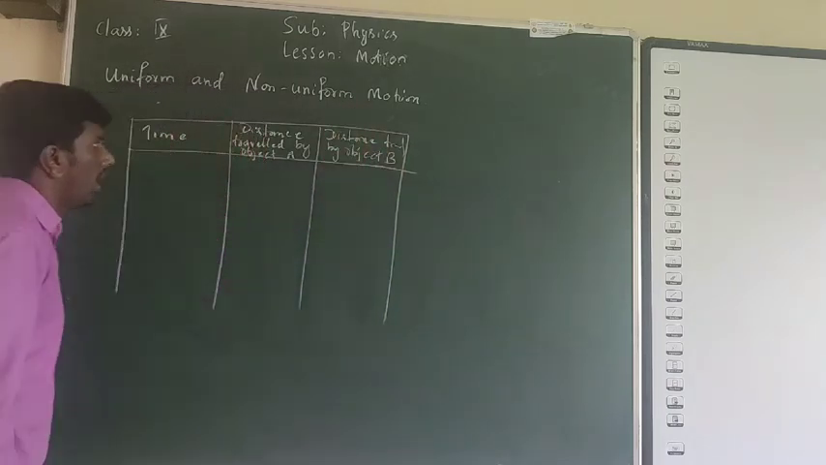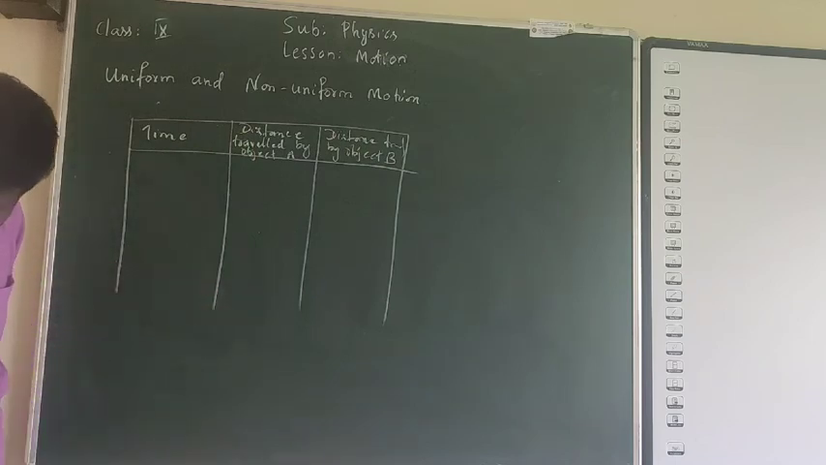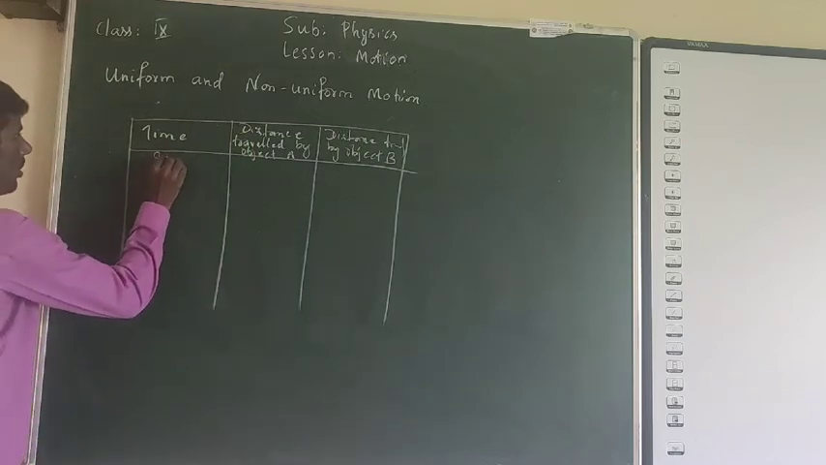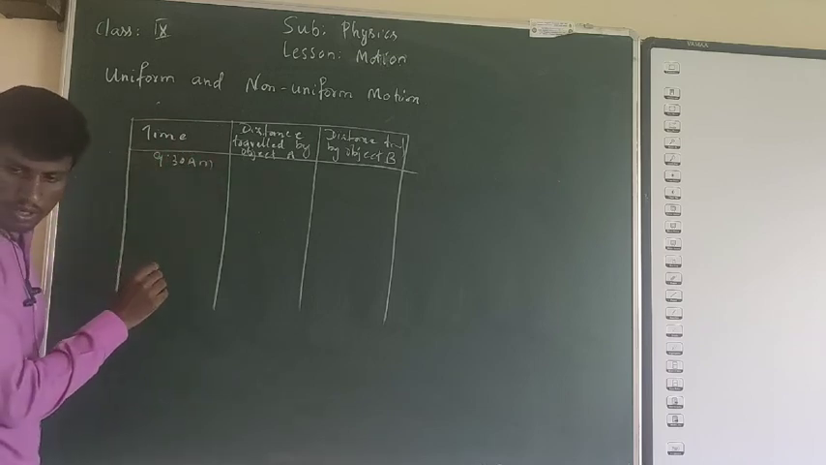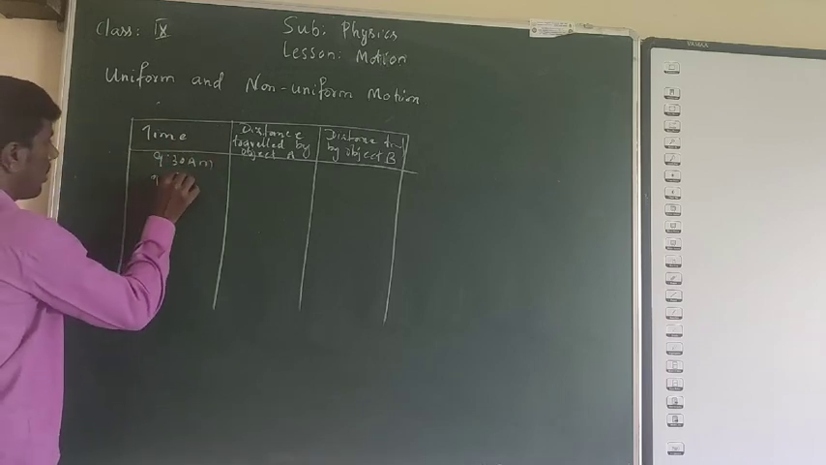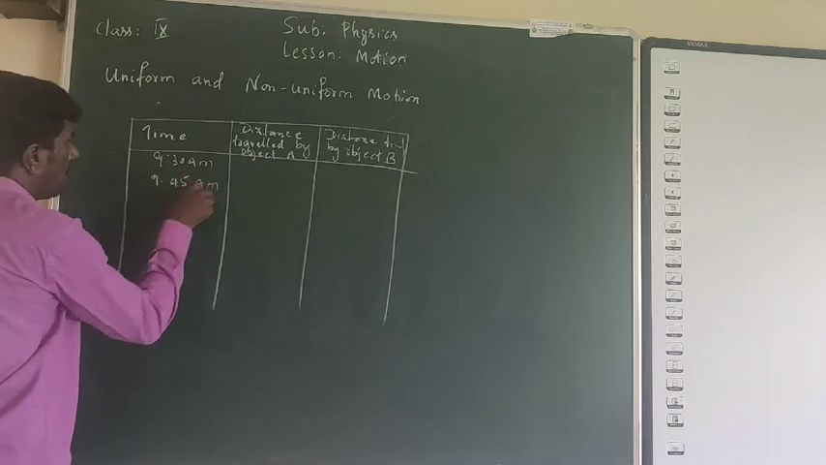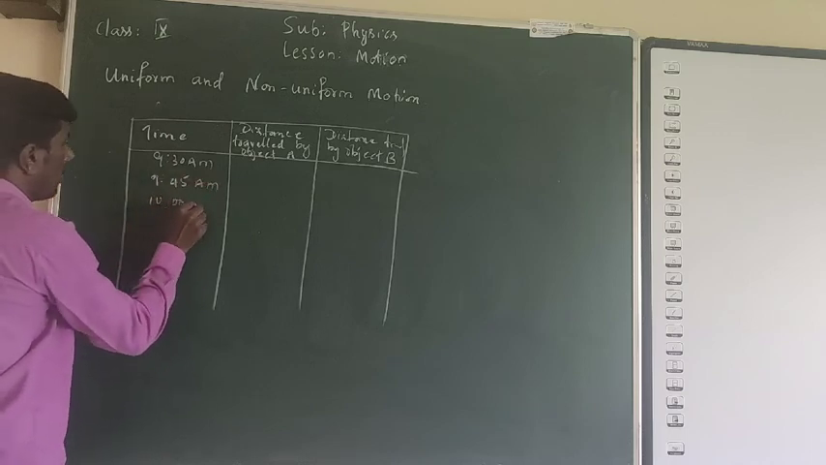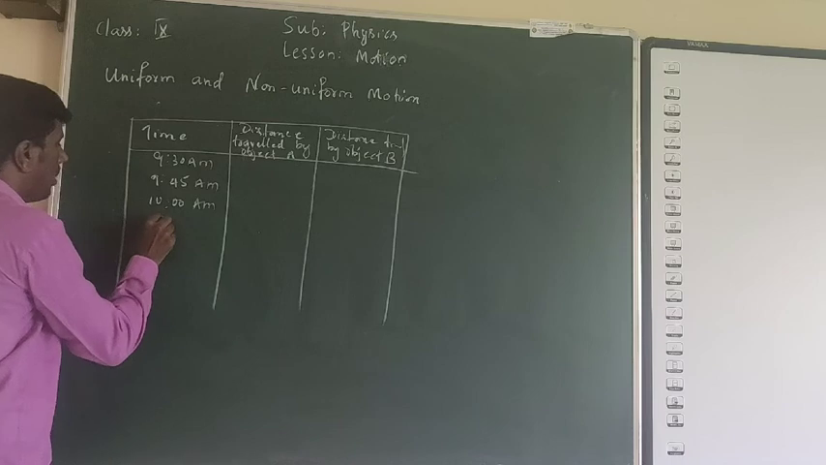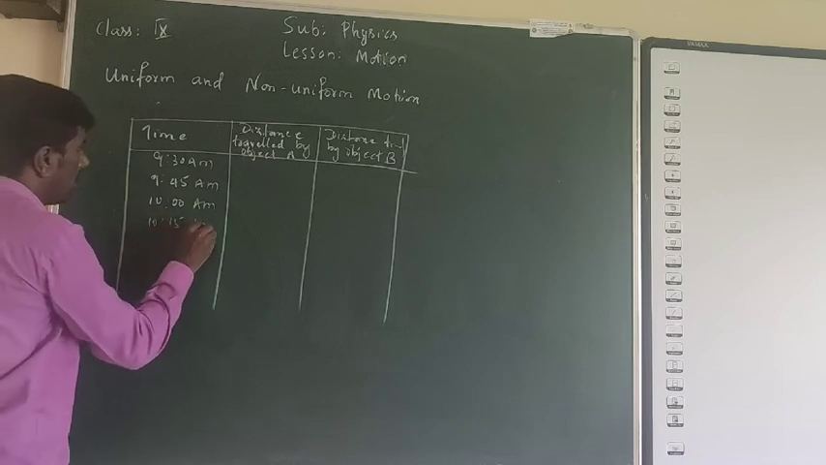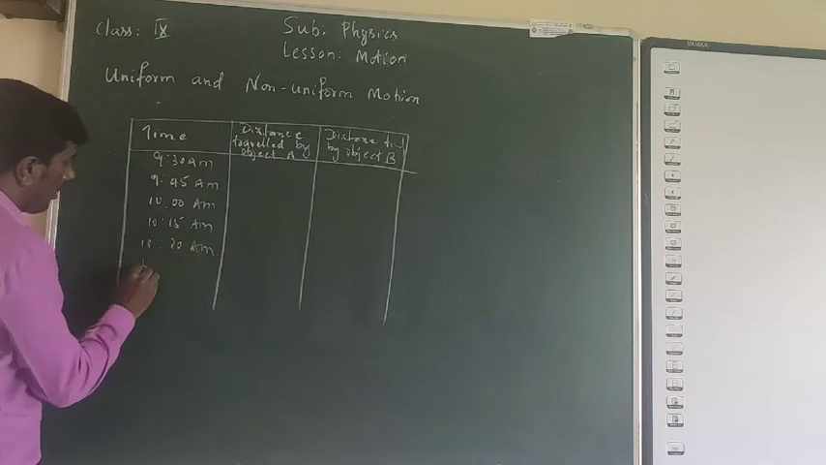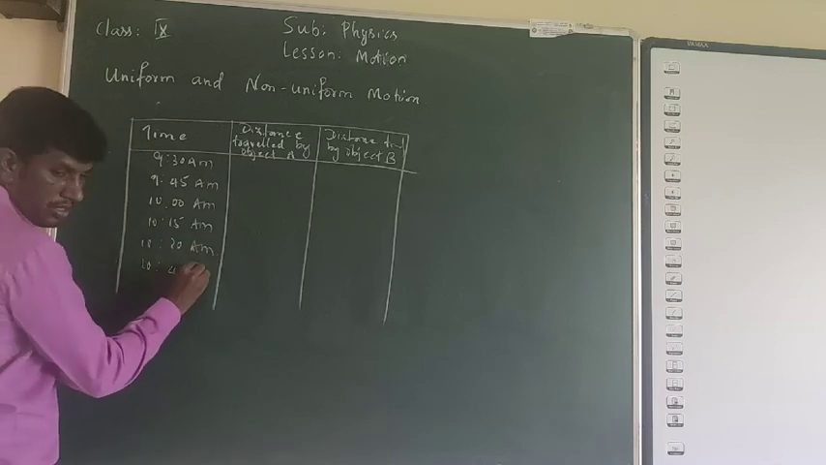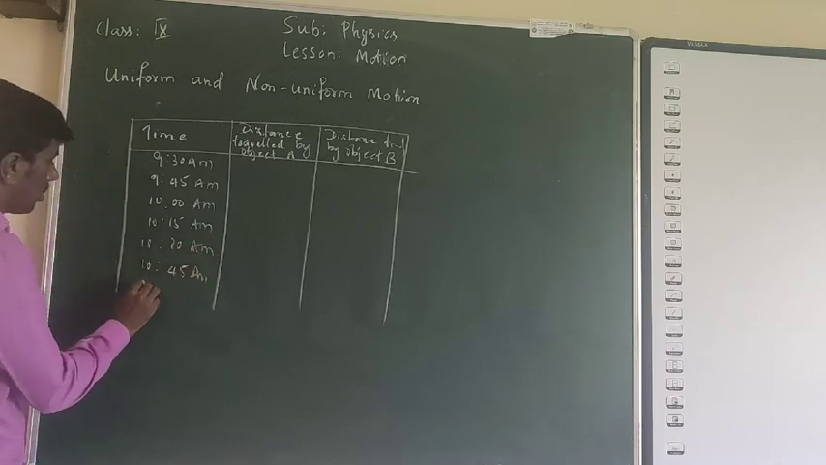object B. Okay. So the time will be 9:30 a.m., at 9:45, 10 a.m., 10:15, 10:30, 10:45. Okay. So 11.